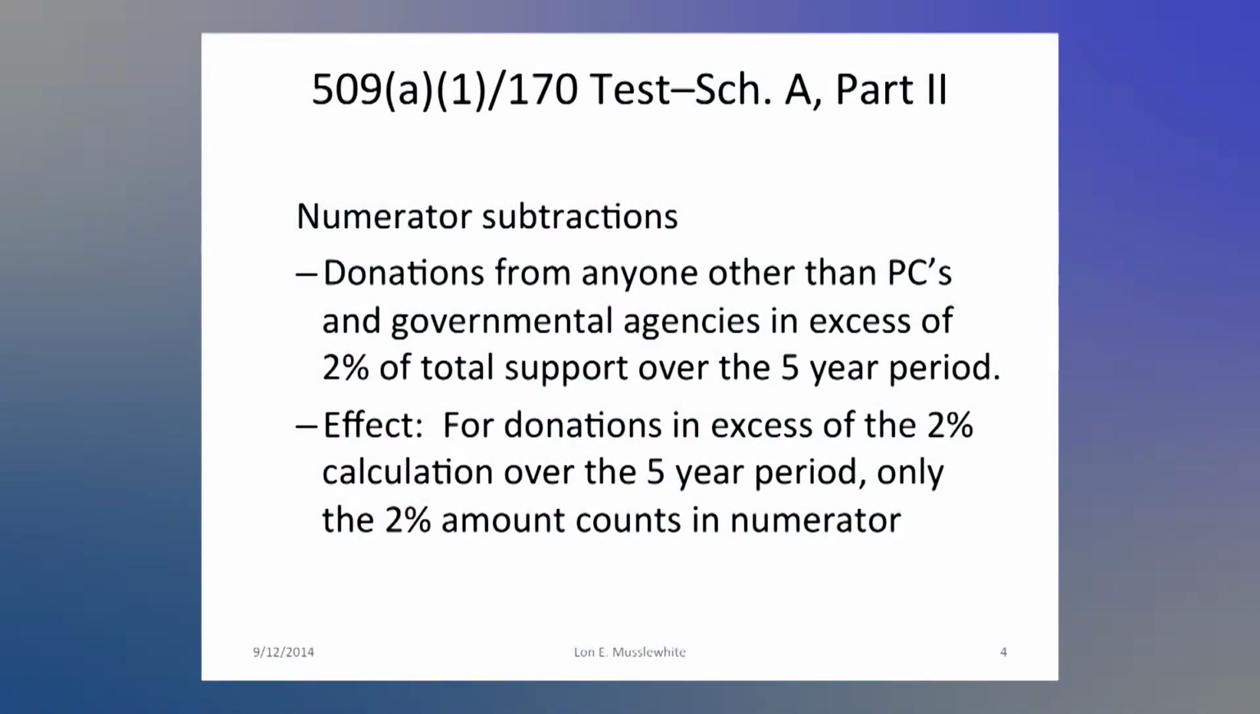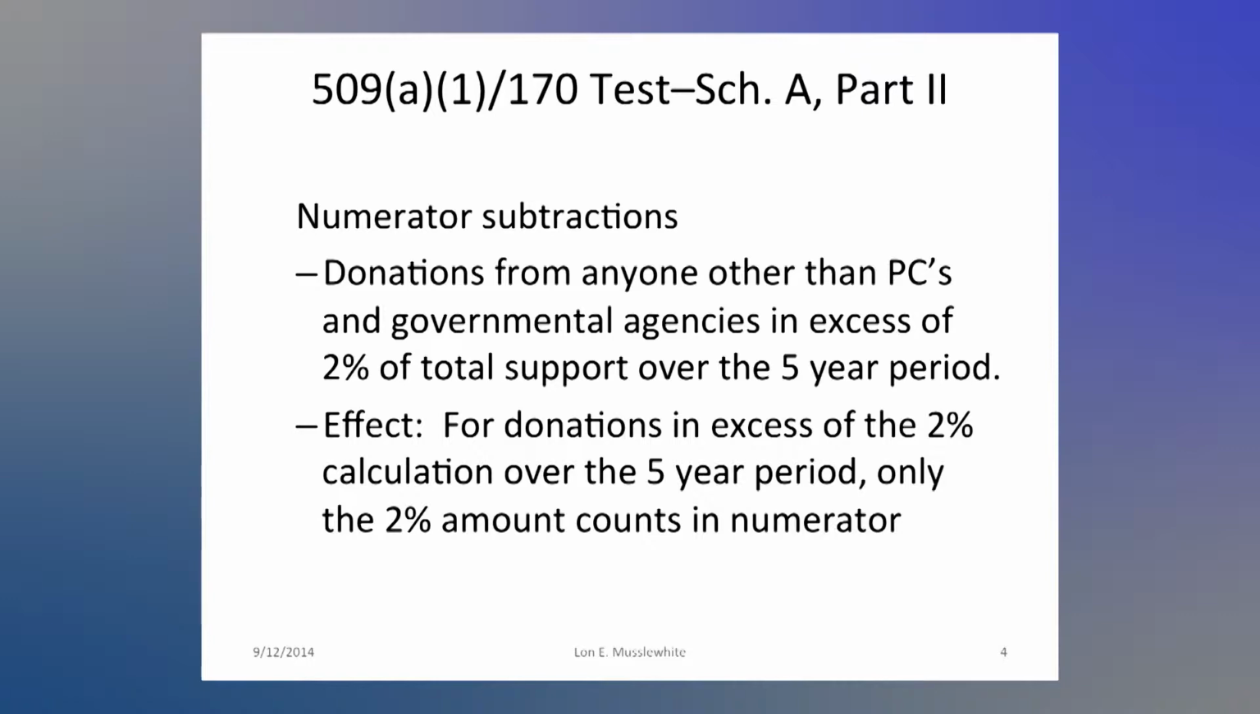Now there are some very significant subtractions in this numerator. You subtract from the total amount of support that you first thought you had received for purposes of this fraction, donations from any organization or any person other than public charities and governmental agencies that are in excess of 2% of your total support over a 5-year period. The effect of this subtraction is that for donations in excess of this 2% calculation that you've made over this 5-year period, only the 2% amount counts in the numerator.